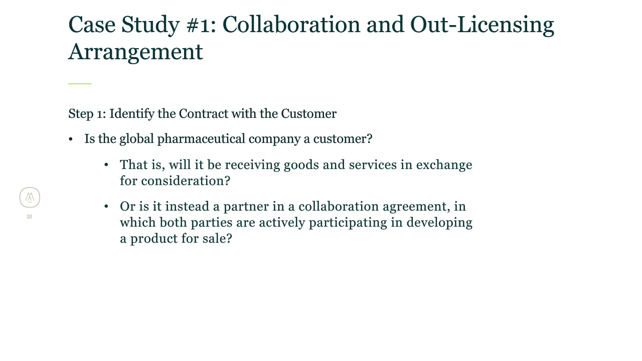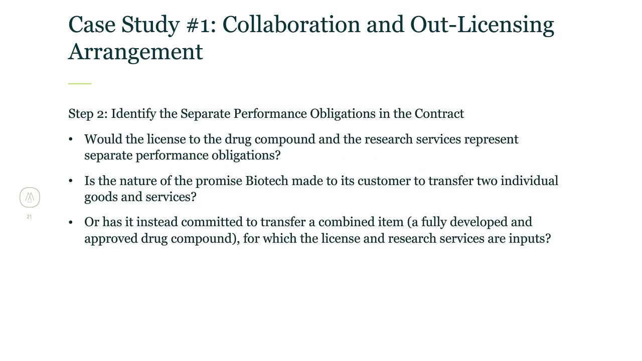So that's step 1. Step 2, again, is identifying the separate performance obligations. So here's the first question. Would the license to that new drug compound and the research represent 2 distinct, and again, that comes from the literature, distinct performance obligations? That's one of those examples where it could and it couldn't. As we think about that, you have to be really clear on what the intent is and how the contract is worded.